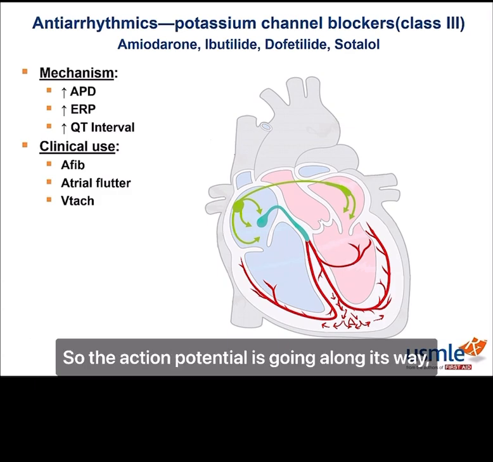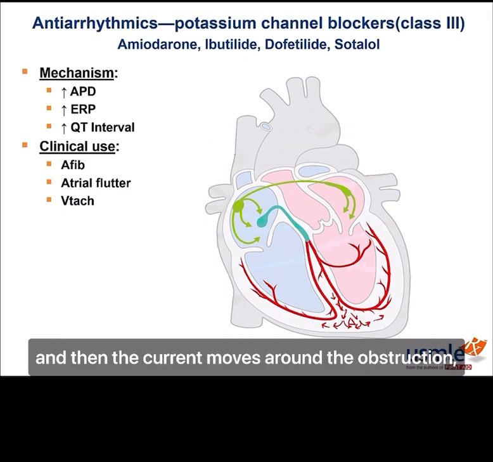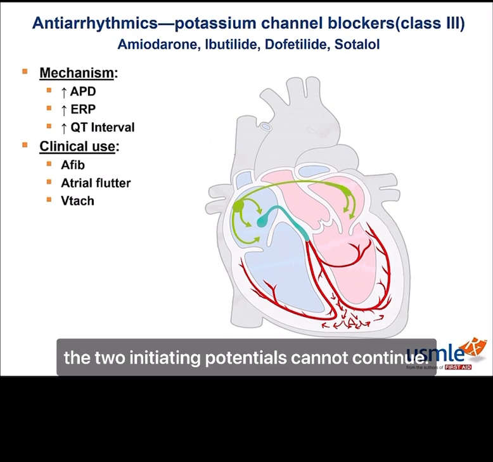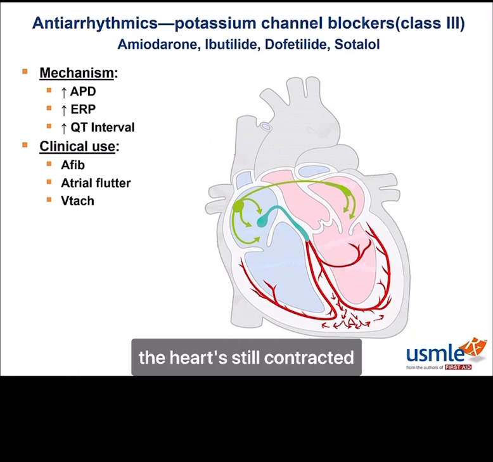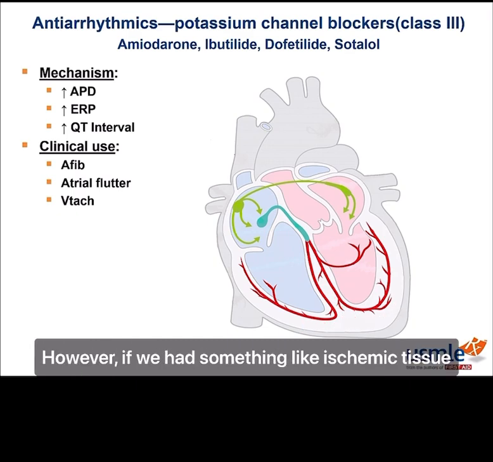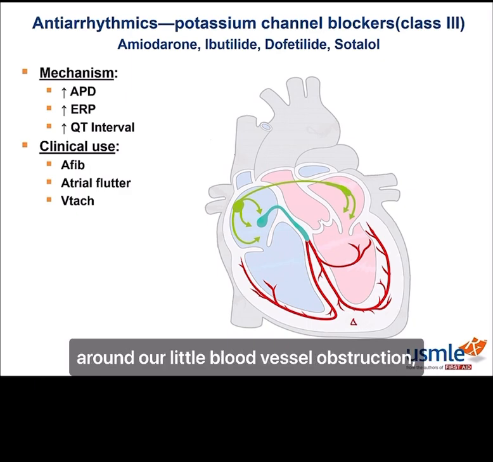So the action potential is going along its way, and when the current moves around the obstruction, the two initiating potentials cannot continue. So the currents cancel out. No big deal. The heart still contracted from the other traveling currents. However, if we had something like ischemic tissue around our little blood vessel obstruction, this damaged tissue and the normal tissue could have different refractory periods, which will cause the current to only be able to move in one direction.